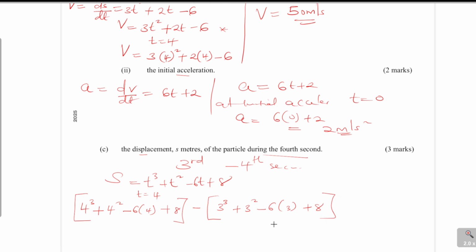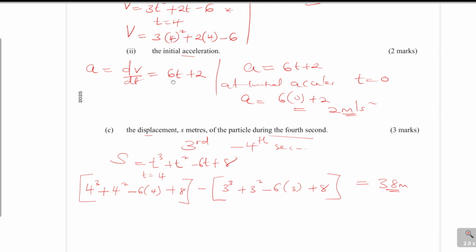Now these will give you the displacement of the particle during the 4th second, that is between the 4th second and 3rd second. So you just substitute t is equals to 4 in the expression for displacement, then subtract when you substitute t is equals to 3 in the same expression. When you compute everything right in the calculator, you will get 38 meters. That is the first method.